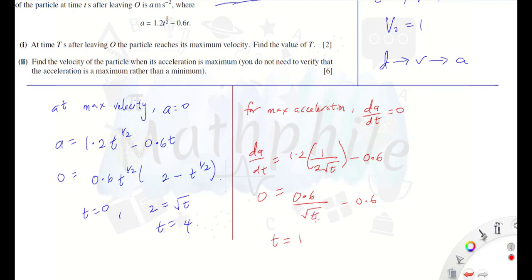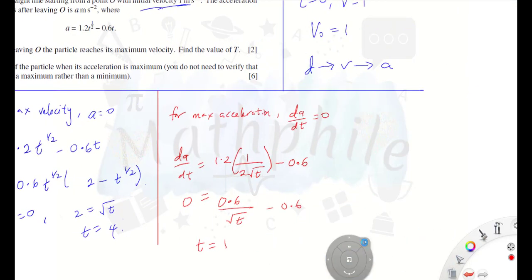Are you with me? Yes. Because it's only 1 when you substitute: 0.6 over a number minus 0.6 is equal to 0. And that will give you 0. Okay, so we've gotten the time at which the particle is at its maximum acceleration, but we're told to find the velocity. So how are you going to continue on this?